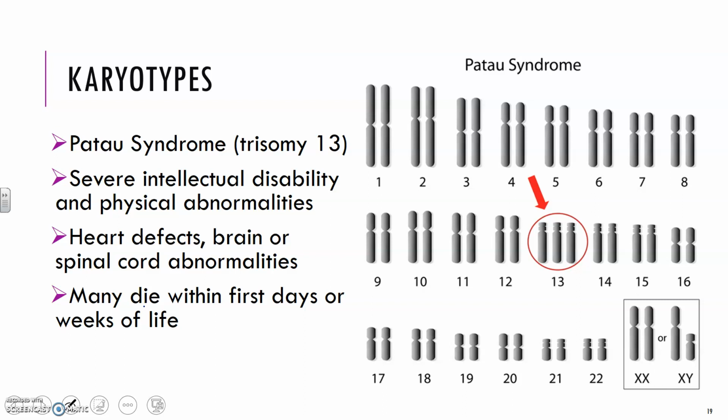So even if they do get those surgeries, they don't always work. So this is a case of there's just too much information for the cells. Only 5 to 10% of these patients live past the first year. So it's not a very good prognosis for somebody with trisomy 13.